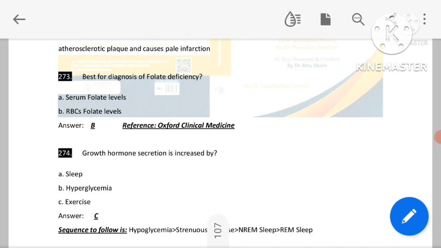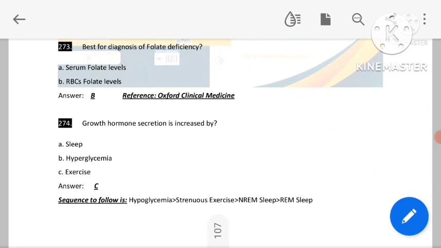Point number 274, growth hormone secretion is increased by which of the following? By exercise. So it is a controversial MCQ. This MCQ came in my exam with the same options. So everything was present in my exam. So the exact answer is known only to CPSP. So the exact errata is, first always choose hypoglycemia.